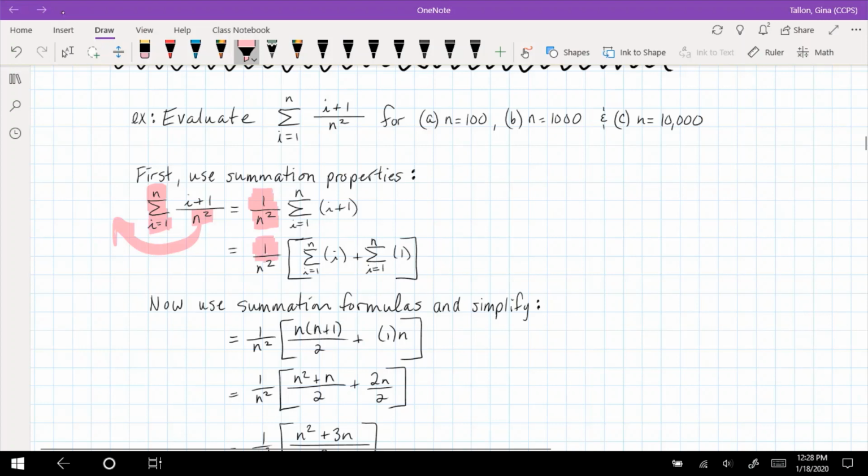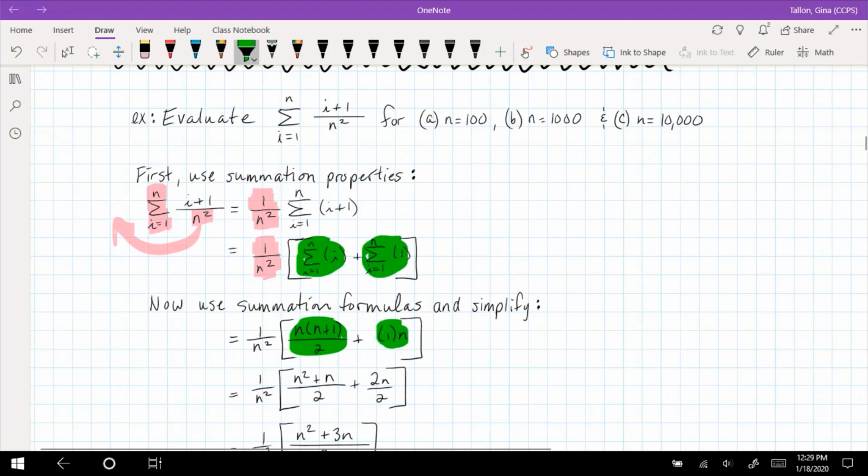The 1 over n squared gets copied again, and then we're going to split the summation of sums into the sum of two different summations. Break the properties down. So we're going to call this the summation as i goes from 1 to n of i plus the summation as i goes from 1 to n of 1. Now we're going to use the formulas. When we use the formulas, the summation symbols will disappear. Okay? These properties just broke it down first. So the summation formula is going to allow us to replace the summation as i goes from 1 to n of i with this formula. And it's going to allow us to use this formula.